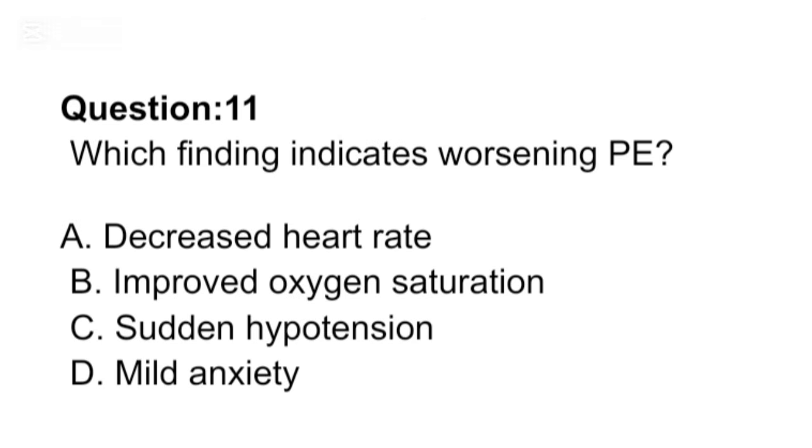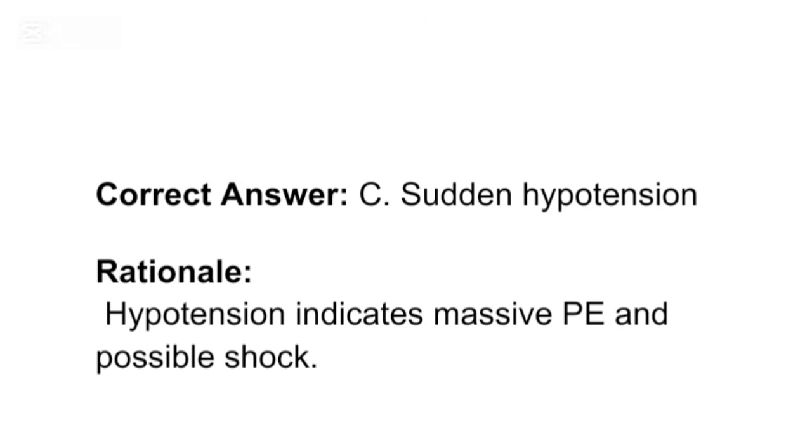Question 11. Which finding indicates worsening PE? A. Decreased heart rate. B. Improved oxygen saturation. C. Sudden hypotension. D. Mild anxiety. Correct answer, C. Sudden hypotension. Rationale. Hypotension indicates massive PE and possible shock.